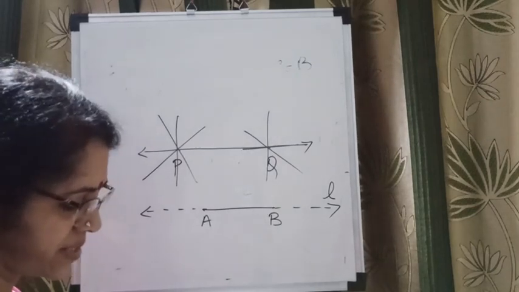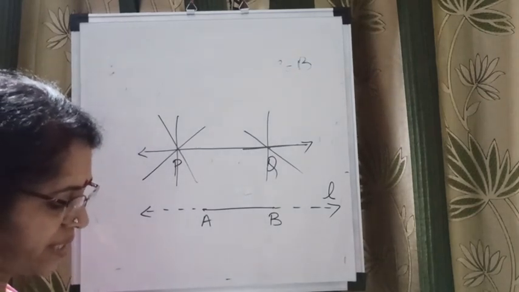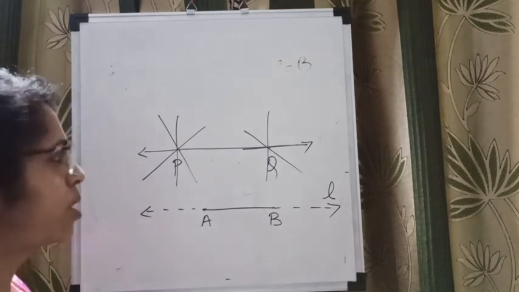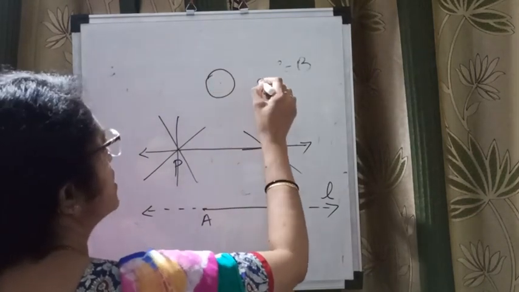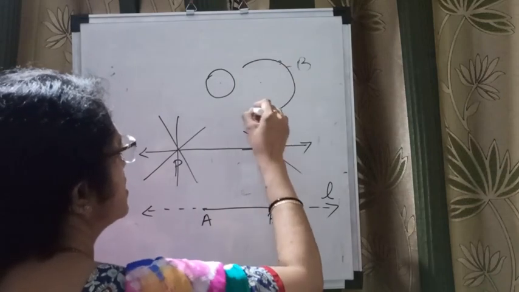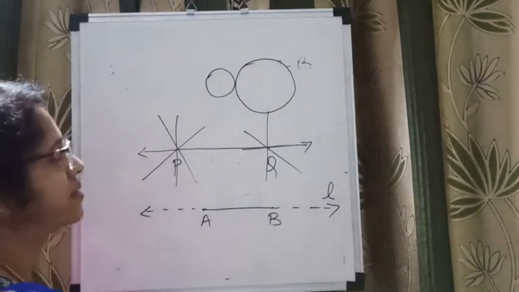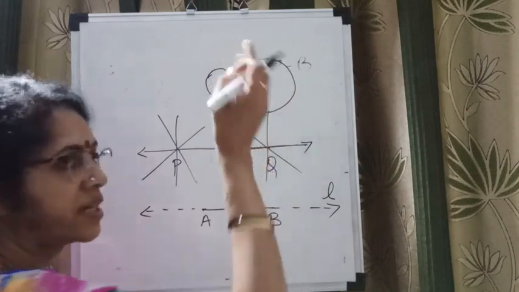Then the next is: a circle can be drawn with any center and any radius. Obviously you can have a circle here. This has some center, this has a particular radius. You can draw another circle which has a center here with another radius.